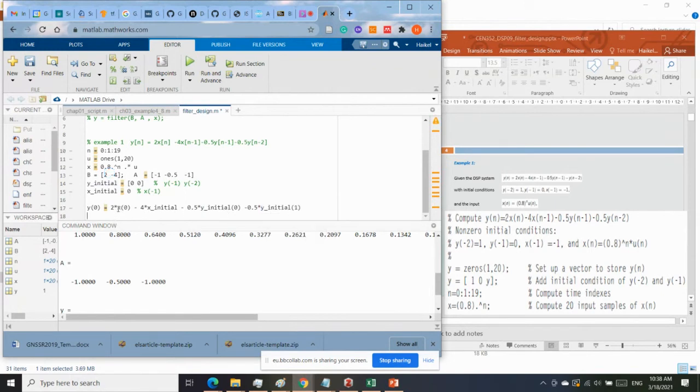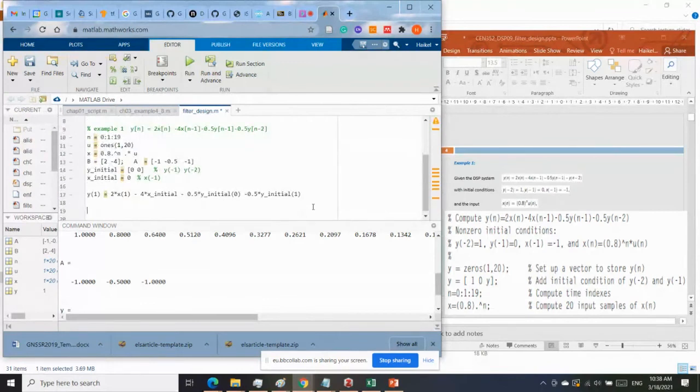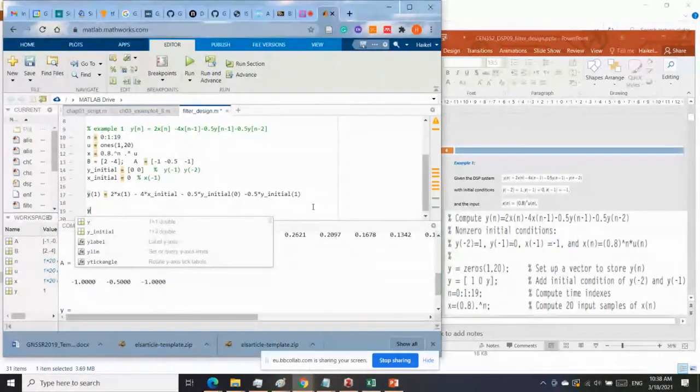Now our problem is that well, x0 comes from here. We have x0. But Matlab doesn't start from 0. It starts from 1. So unfortunately we have to change this to 1. So that's the first value of y.